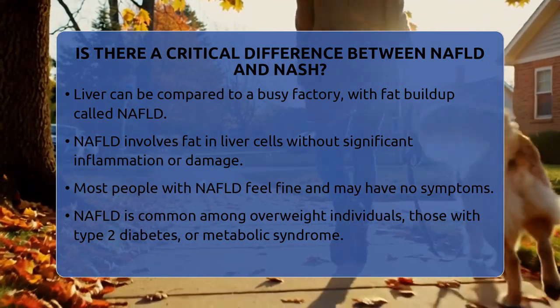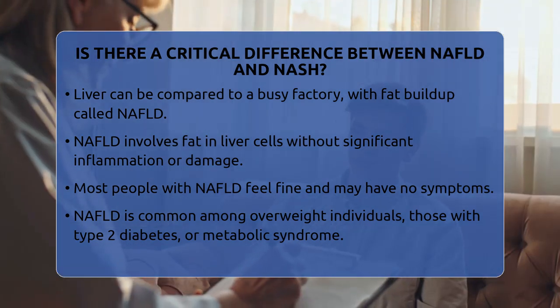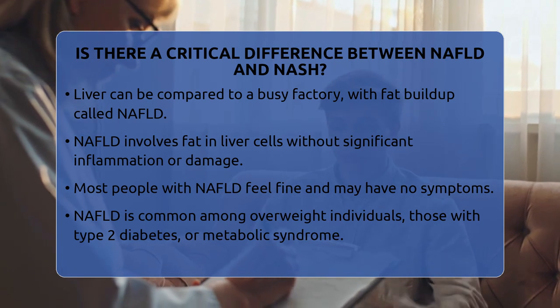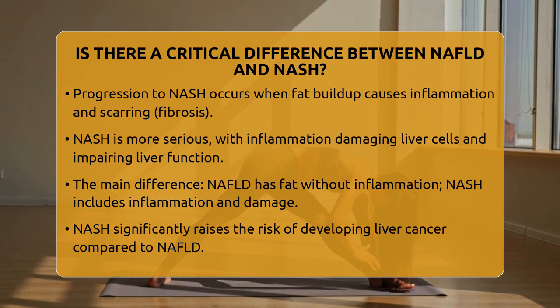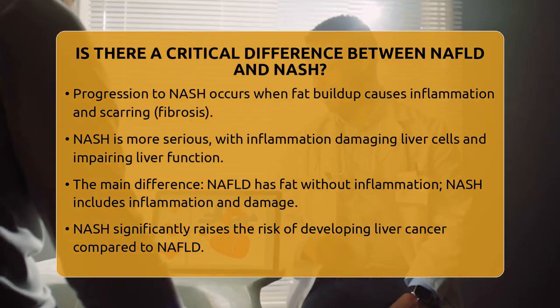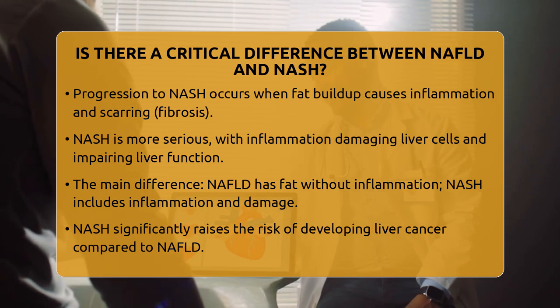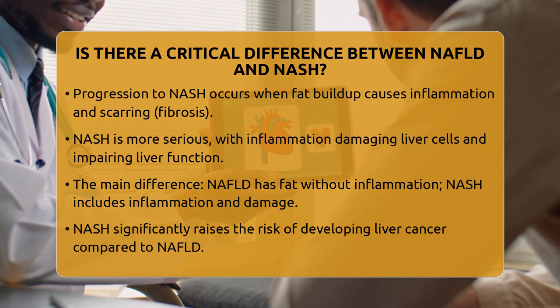This is a more serious stage where the liver not only has excess fat but also shows signs of inflammation and scarring, called fibrosis. The inflammation damages liver cells and can lead to more scarring over time, which makes the liver less able to do its job. NASH is dangerous because it can cause significant liver damage and increase the risk of liver cancer.